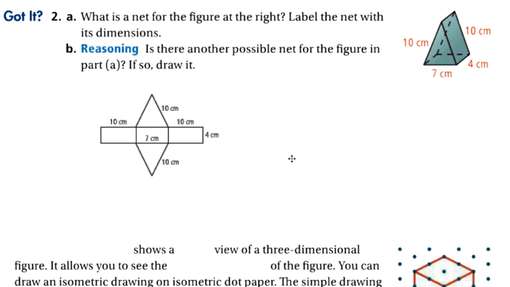So is there another possible net for that figure? Well, yes, there is. And here's an example of another one that you might have drawn. Equally correct. Okay, so maybe instead of having these rectangles off to the left and right, you might have them attached to the triangle. Okay, so that's another possibility.